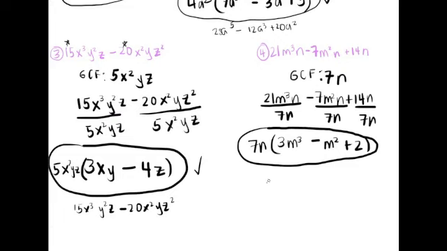And if you want to check, let's redistribute. 21m to the 3rd n minus 7m squared n plus 14n. And yep, get back to the final answer, so that is good.